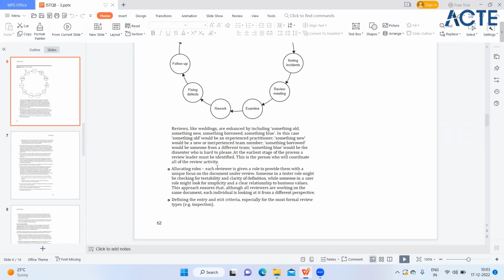Now allocating roles. Okay, so this meeting is remaining for 10 minutes. After that, just join the same call. Okay.